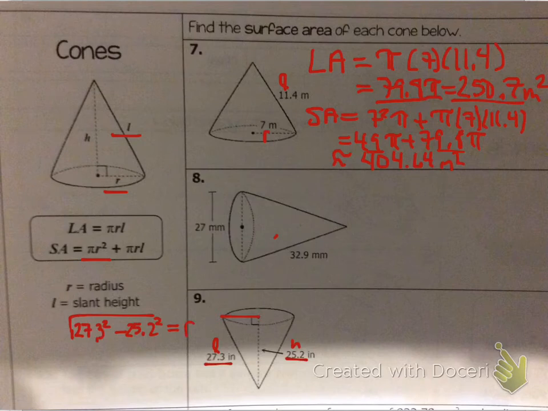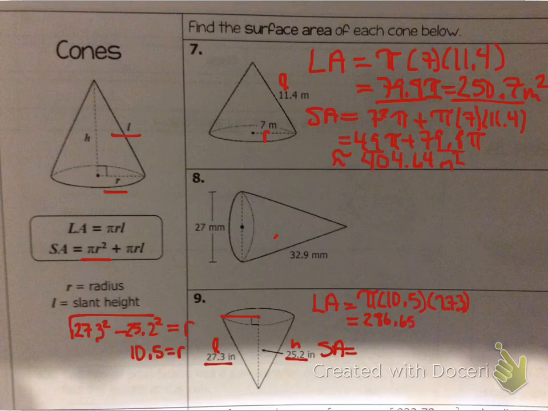Okay, so I do that in my calculator, and I get 10.5 is the radius. Okay, so this radius is 10.5. So now I have all the information I need to find the lateral area and the surface area. So again, here I would say pi times the radius 10.5 times the slant height of 27.3. And what I would get there is, let me double check, 10.5 times 27.3, and I get 286.65 pi. Okay, and then again, if I want to change that to a numerical answer, I could do that, and see here, times pi, and get 900.53.